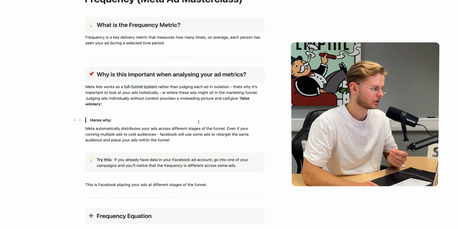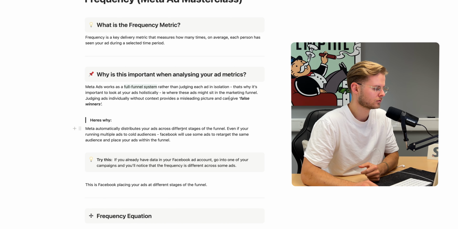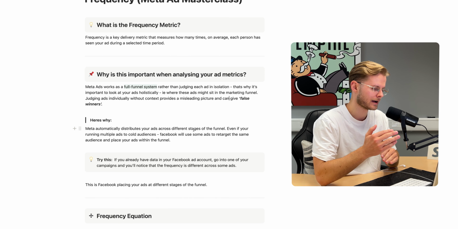Now that we know that Meta works as a full funnel system, what I mean by this is that some of your ads will be used as bottom of funnel and some will be used as top of funnel, whether you're running an ABO campaign that has 3 or 4 stacked ads in there. Meta automatically distributes your ads across different stages of the funnel. So even if you're running ads to cold audiences, Facebook is going to use some of those ads to retarget the same audience and place your ads within that funnel.